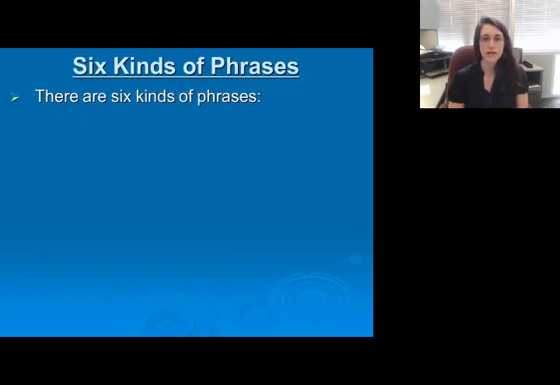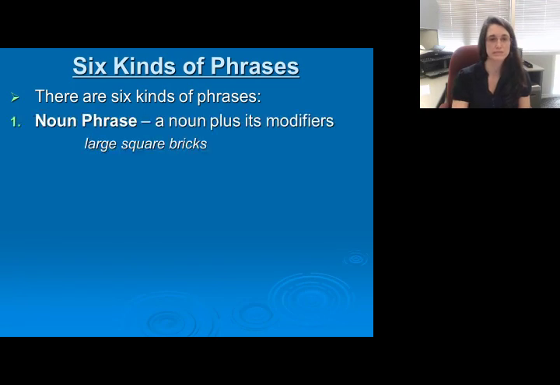And we have 6 kinds of phrases. Now, I don't exactly expect you to memorize each of these kinds of phrases, but you do need to be able to identify what kind of phrases they are. Honestly, you don't always need to know the name of them to be able to recognize that they are phrases missing one of our required pieces for a complete sentence.